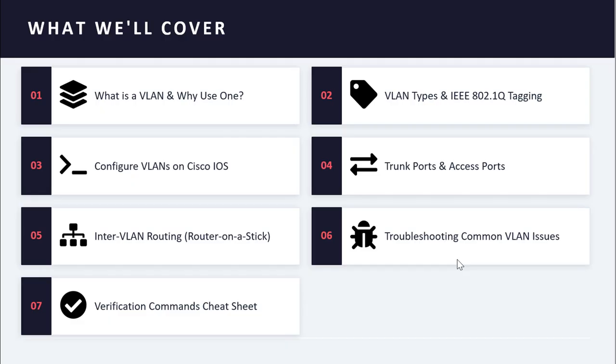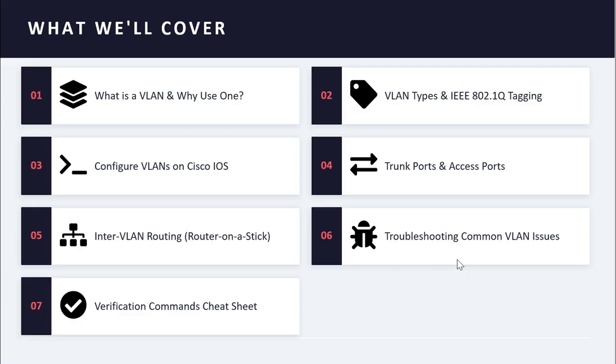Here's what we are going to cover. There are 7 sections. We'll start with what a VLAN actually is, why you'd use one, and then we'll dig into VLAN types, how the 802.1Q tagging standard actually works. That's the protocol that makes all of this possible.